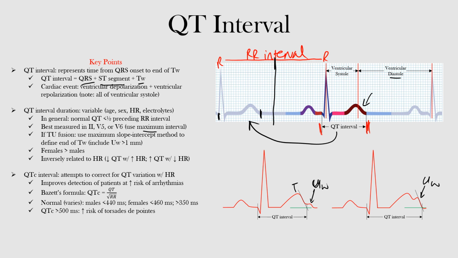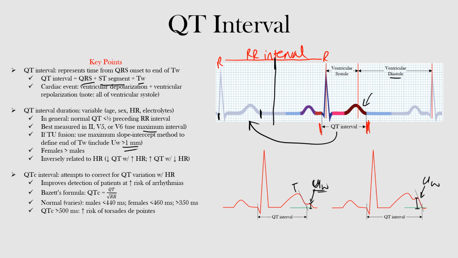In such cases, we want to use the maximum slope intercept method to define the end of the T wave. And we will include the U wave if it is greater than 1 millimeter in amplitude. If it's not, then we won't include the U wave. So let's go over this maximum slope intercept method. What we do here is we look at our U wave and we look at the amplitude of it, meaning from the top of the peak to the bottom. And again, from this point to the bottom. If that U wave is greater than 1 millimeter, then we'll include it. If not, then it won't be included.